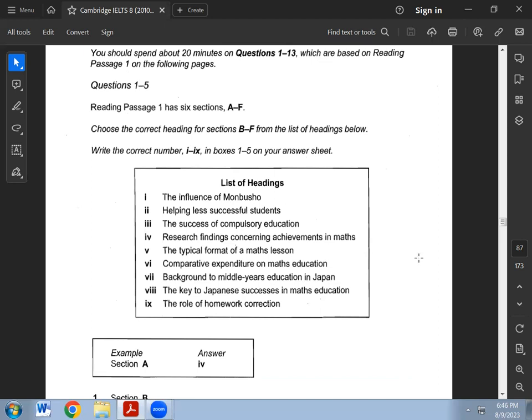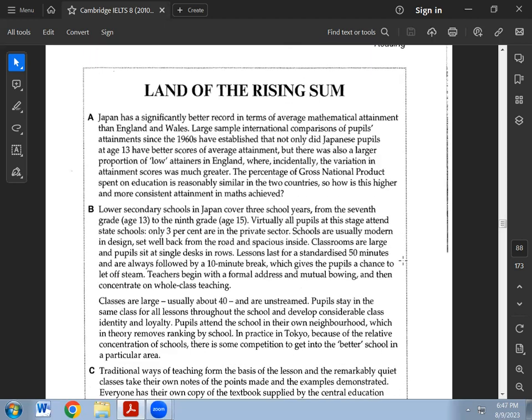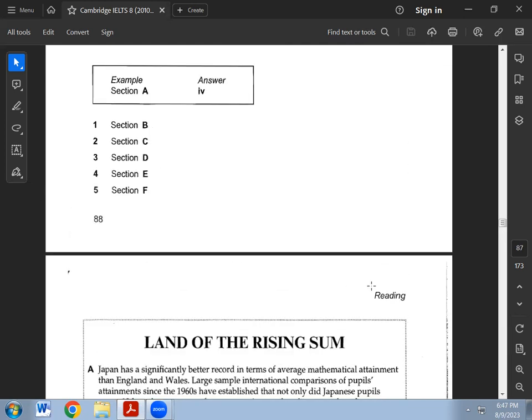Now what are the steps? You're not going to read the passage first because, as I said, I'll be giving you a magic technique so that you can do this question in just 5 minutes. So we are not going to waste our time trying to understand everything. Just suppose you are sitting in the exam and you have very short time to do this.